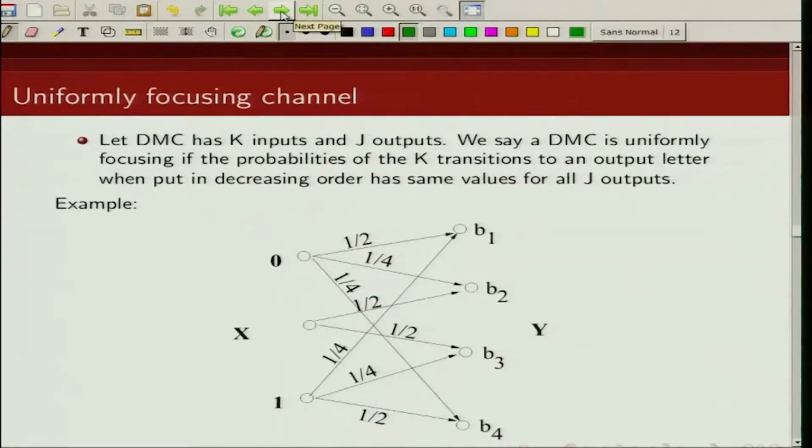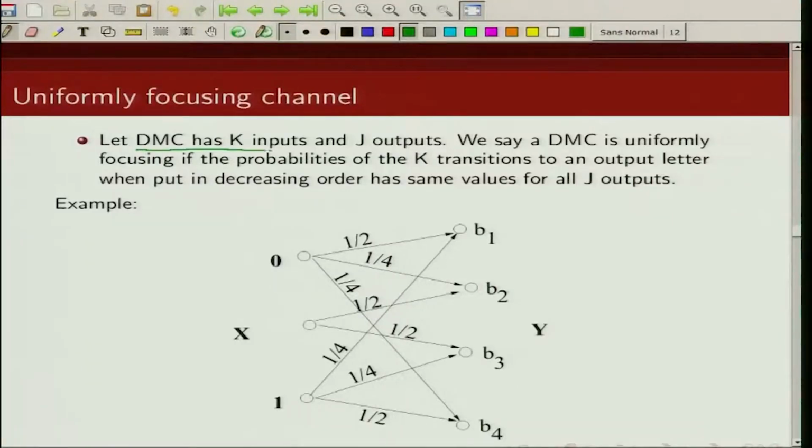Now let us talk about another type of channel, which is known as a uniformly focusing channel. So what is a uniformly focusing channel? Let us consider a discrete memoryless channel which has k inputs and j outputs. In this particular example, k is 3 because I have 3 inputs. You can call them 0, 1, 2 or whatever you want. And there are 4 outputs, j is 4: B1, B2, B3, B4.